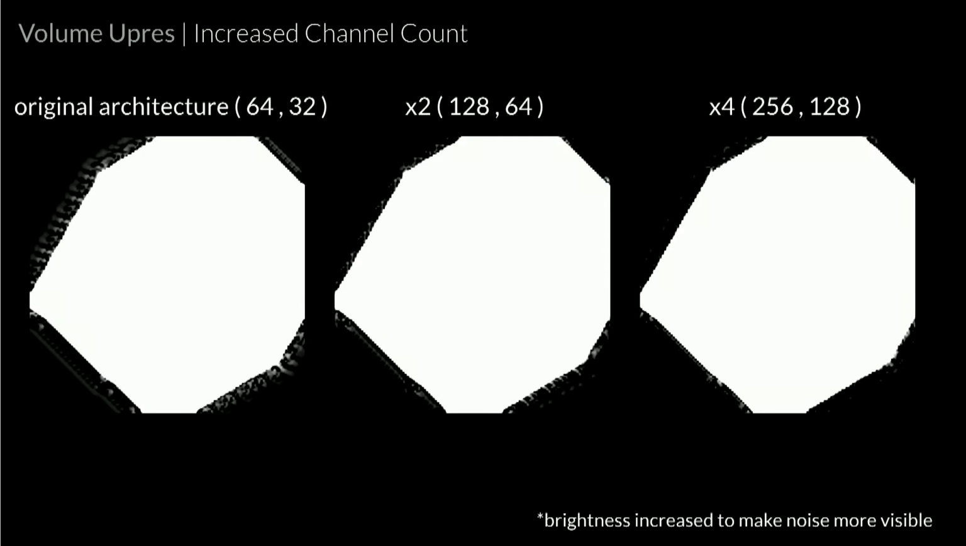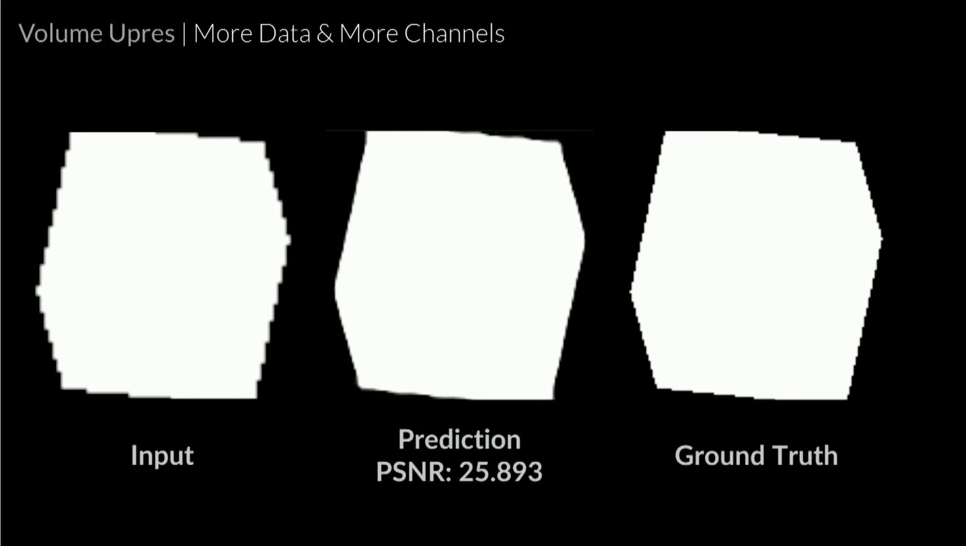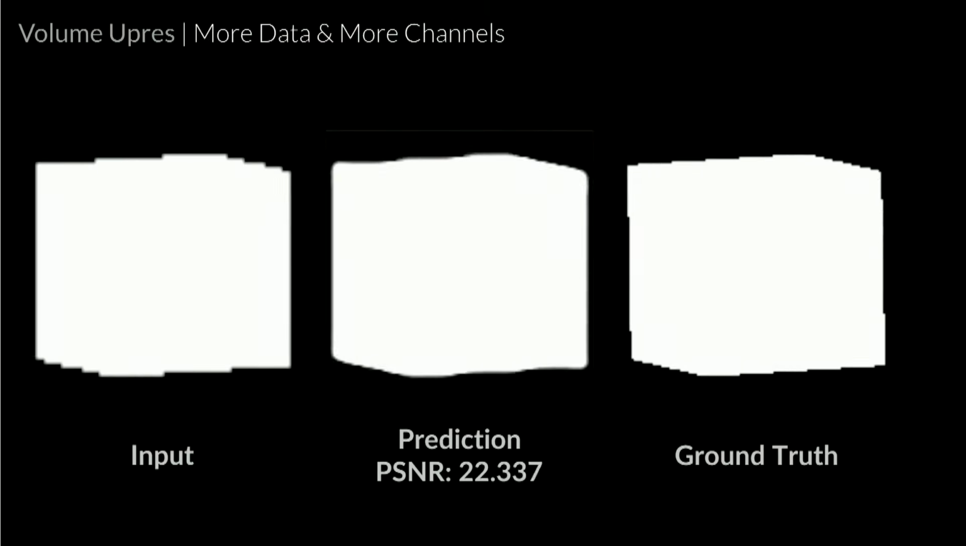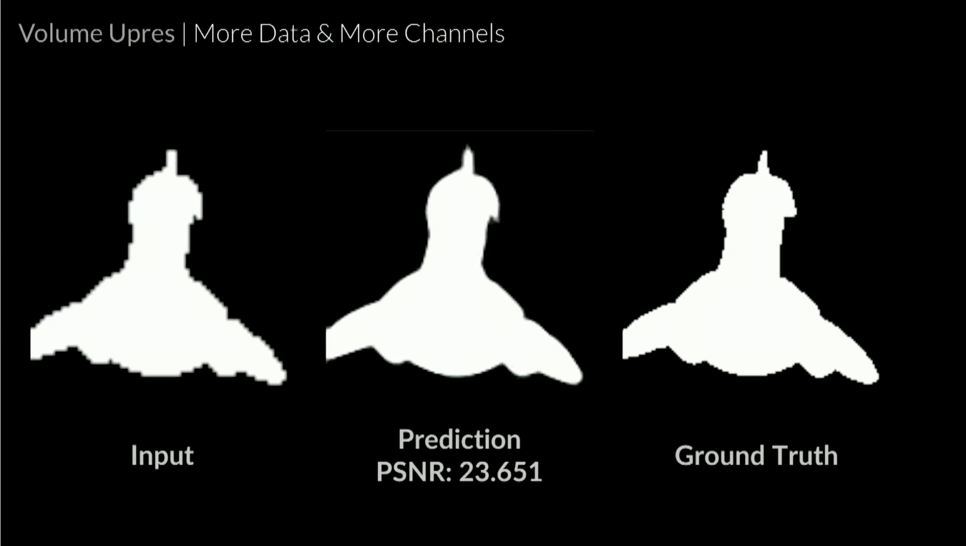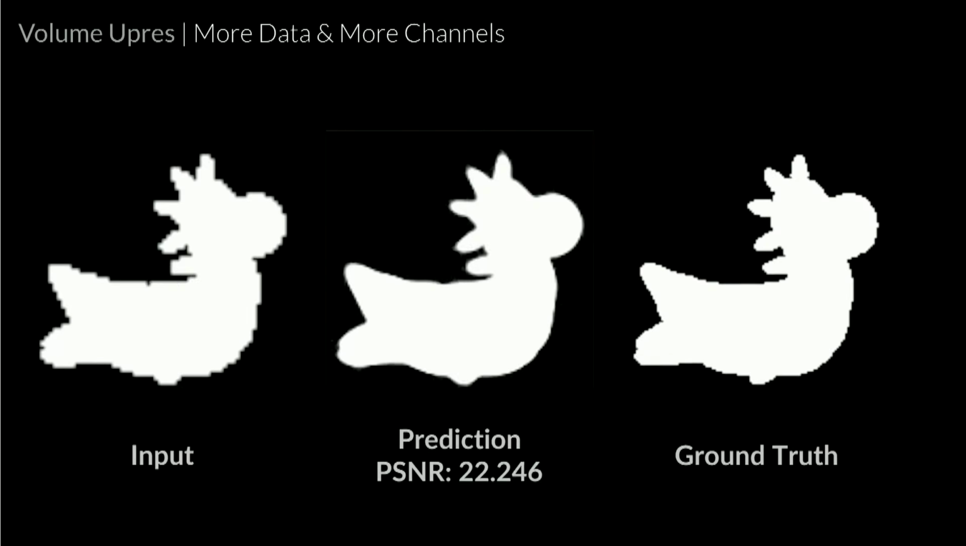The results of an increased channel count can be seen here. This confirmed the suspicion, and as you can see, the prediction is a lot cleaner with more channels. Here I applied a newly trained model to different inputs. This was only trained on rasterized cubes, but already performs fairly well on more varied shapes.